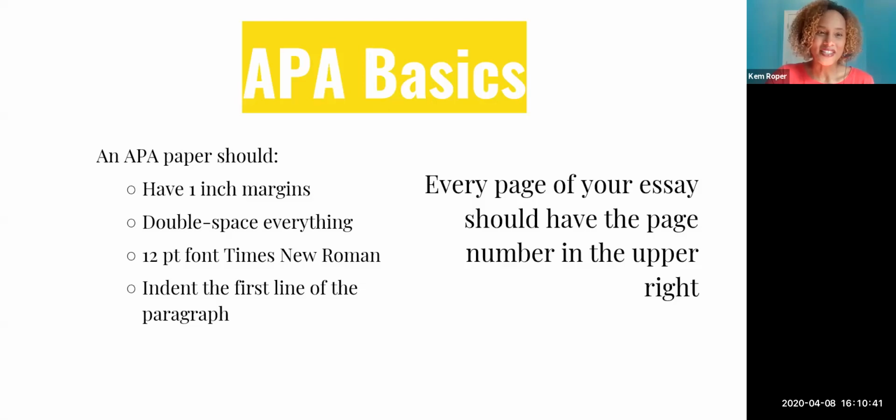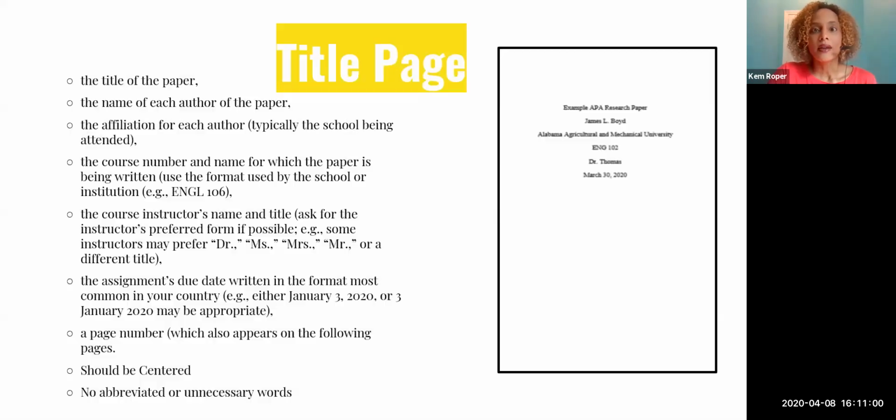An APA paper, first of all, has 1-inch margins, double spaced throughout, 12-point font. You want to indent the first line of each paragraph, and every page of your essay should have the page number in the upper right corner. APA papers also have a title page. Now, there is a new APA that has recently come out, and it distinguishes between the title page characteristics for a student paper versus a professional paper.